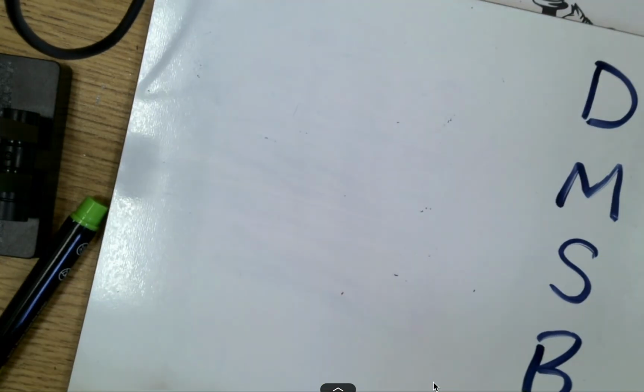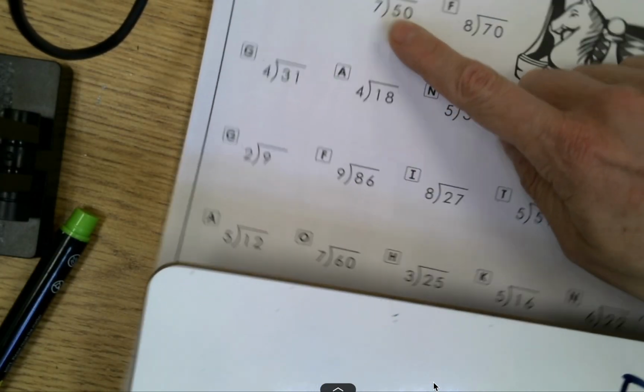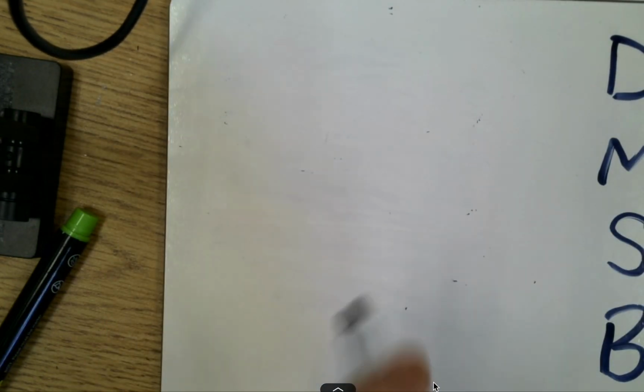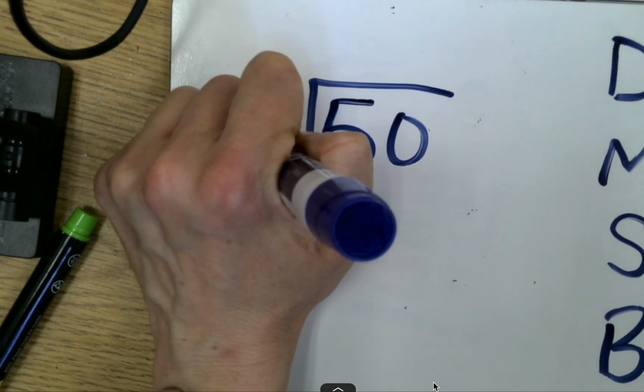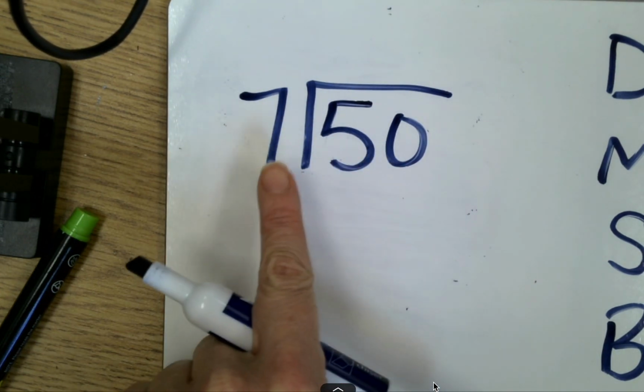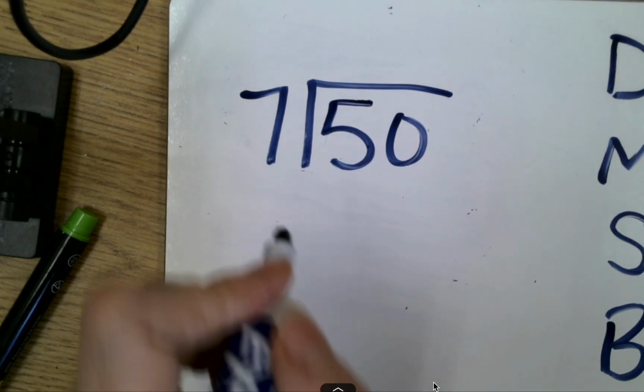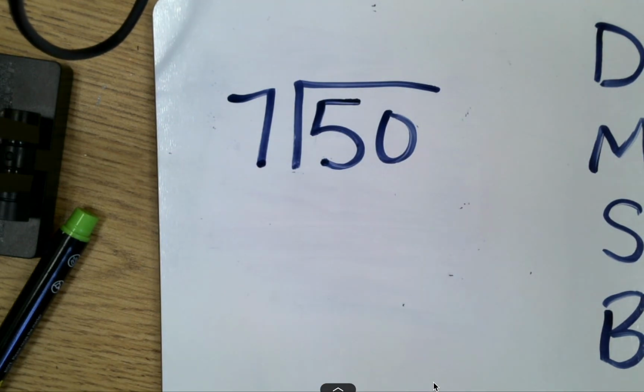Okay, so the next one, 50 divided by 7. 50 divided by 7. This is my dividend. This is my divisor. Let's go. Does 7 go into the 5? No. 7 is greater than 5. It cannot fit. If you wear a size 7, you cannot fit into a size 5.